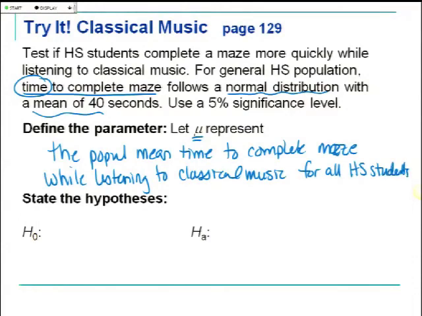I can imagine my basket being all high school students and a ball for each person in that basket being their time to complete the maze if they did it while listening to classical music. And I'm trying to learn about the mean mu for that population.